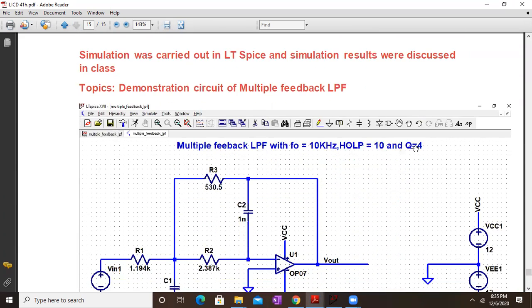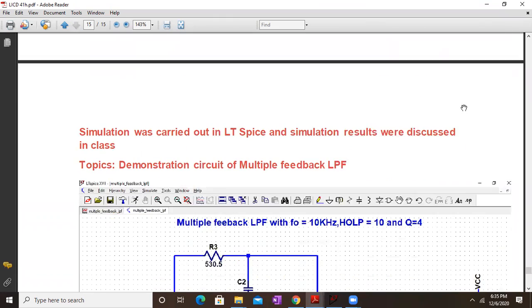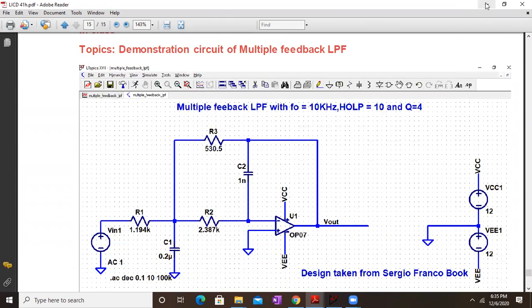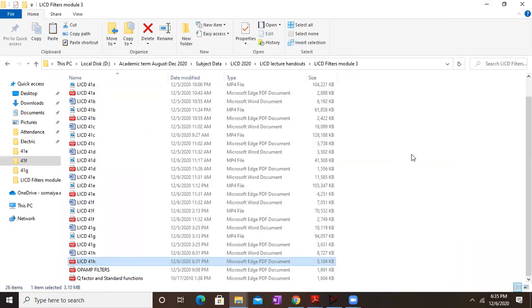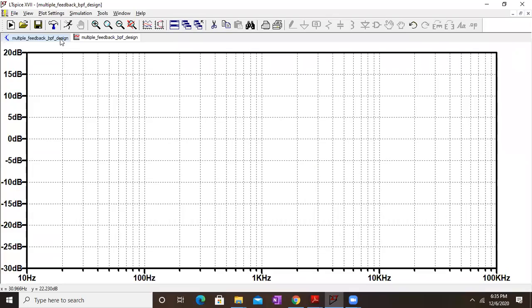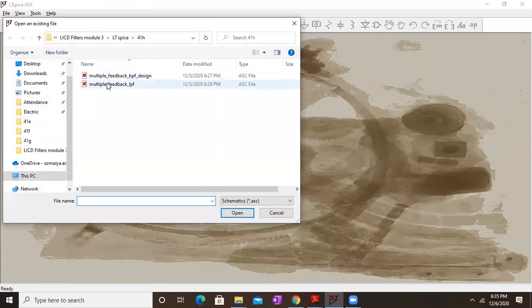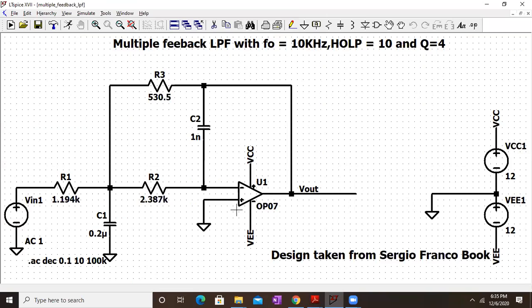Now let's check this multiple feedback low pass filter. We have directly simulated one circuit, and let's check that. This is not the design, which you can also carry out easily, not a problem, but let's check this circuit out. So this was the band pass filter. Let me close this. I'll open a low pass filter. Okay, so this is my low pass filter, with f naught equal to 10 kilohertz. Yeah, we can design it also.